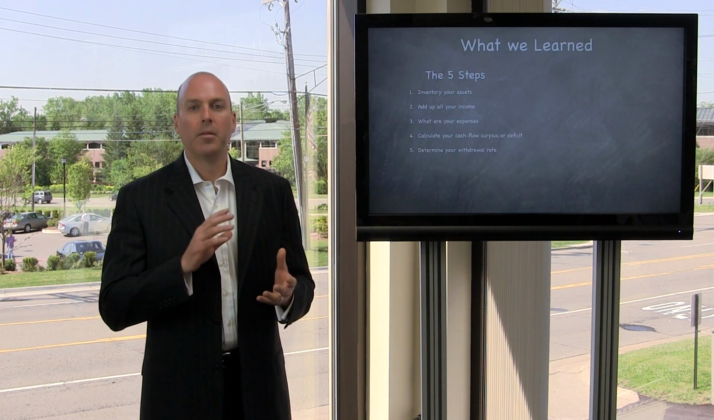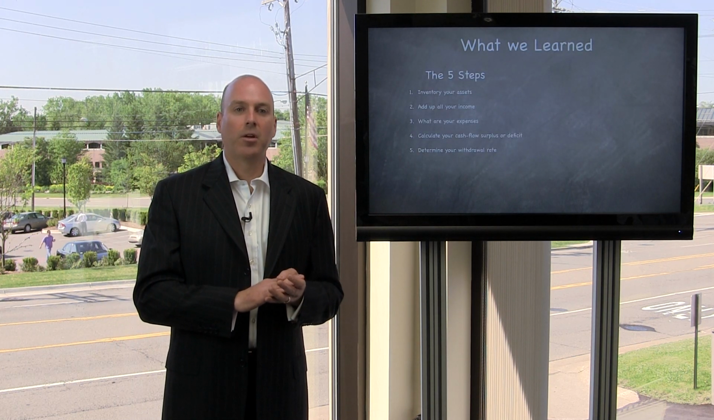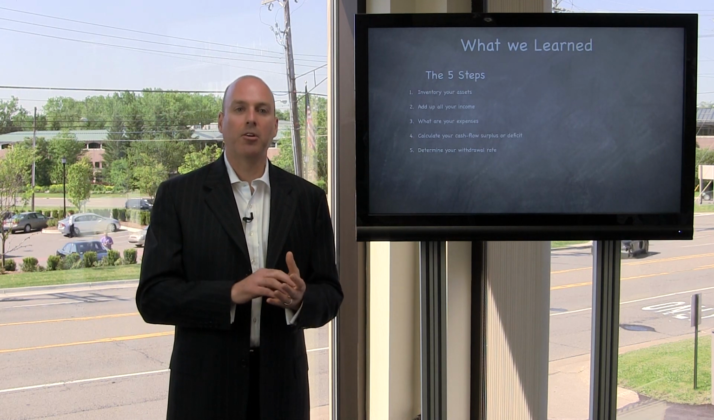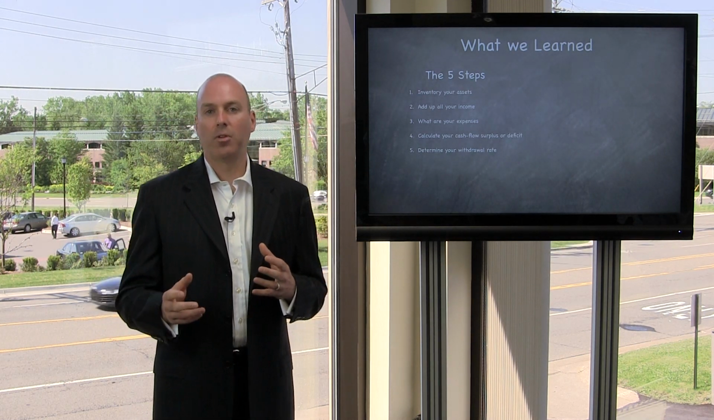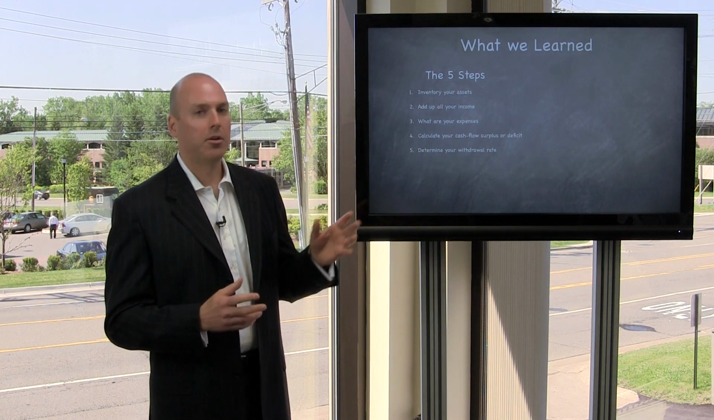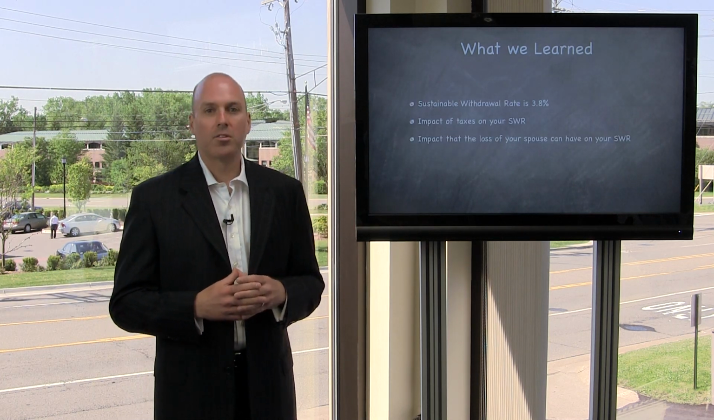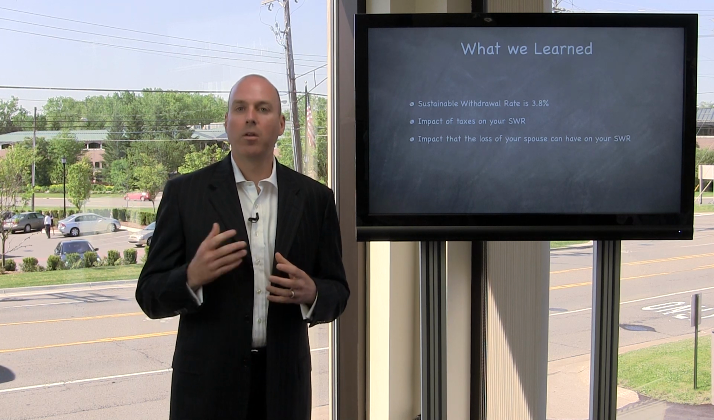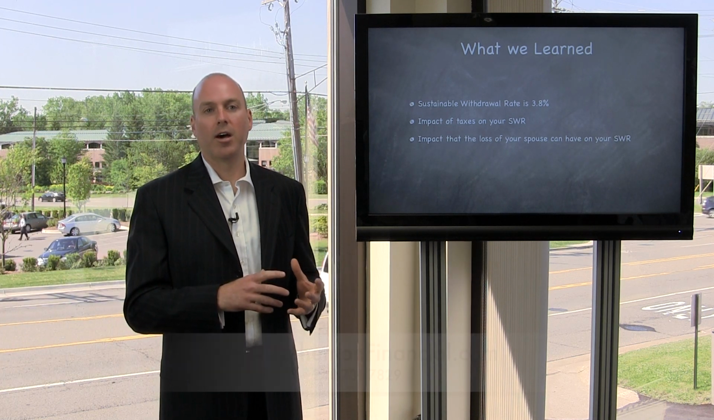So here's what we learned. We learned the 5 steps to financial organization: inventory your assets, add up all your income, add up all your expenses, calculate your cash flow surplus or deficit, and determine your withdrawal rate. We also learned that the sustainable withdrawal rate for a portfolio should be 3.8%. Any more than that, and you start running a serious risk of running out of money.